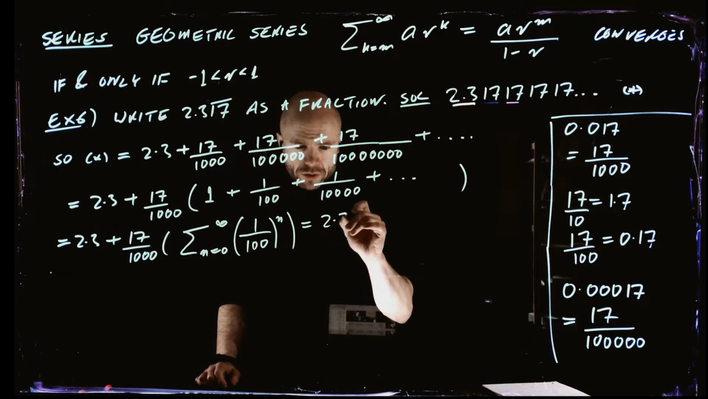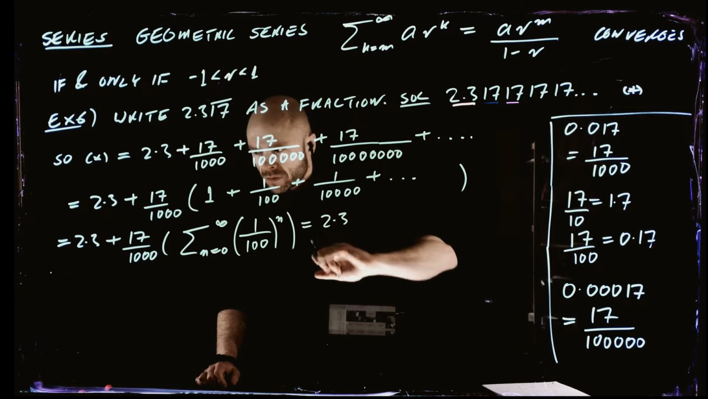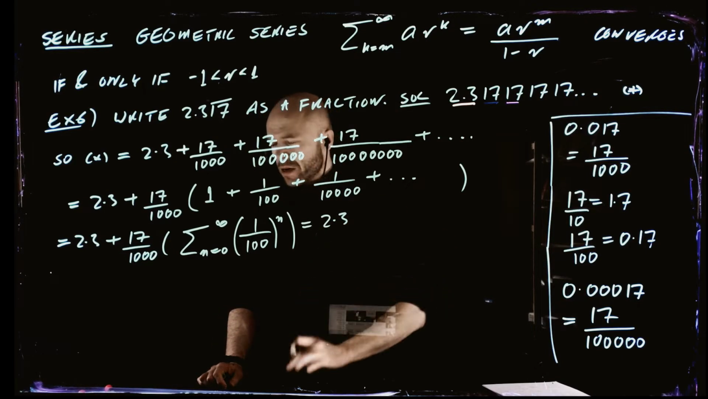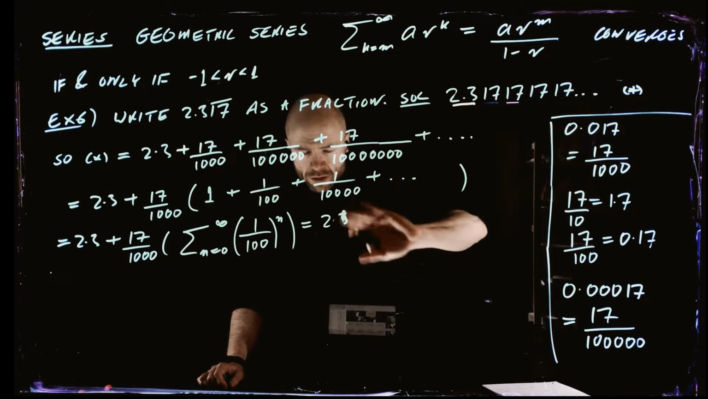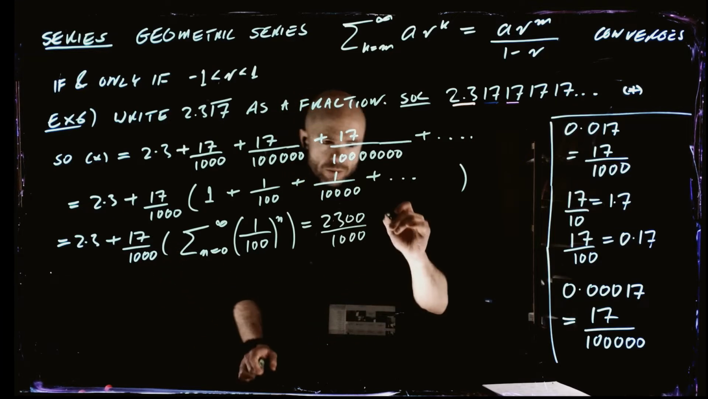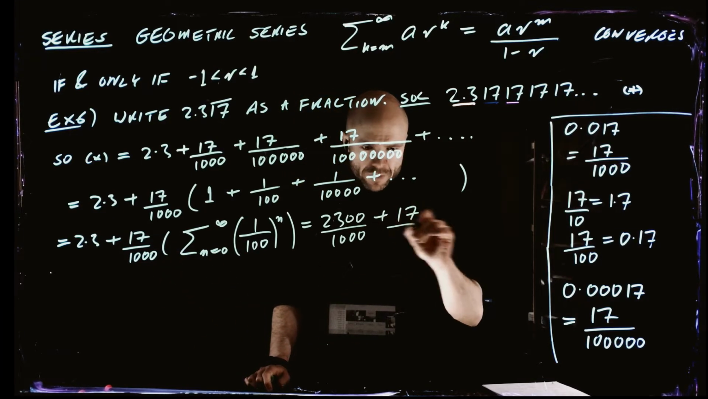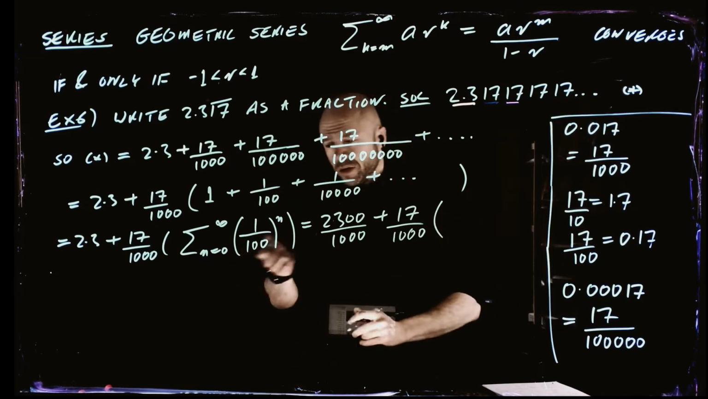So it's 2.3. Since everything's over 1,000, maybe you want to consider writing 2.3 as over 1,000. So what would that be? That would be 2,300 over 1,000. And then plus 17 over 1,000. And then this is just the geometric series. We're just going to use our formula, right?